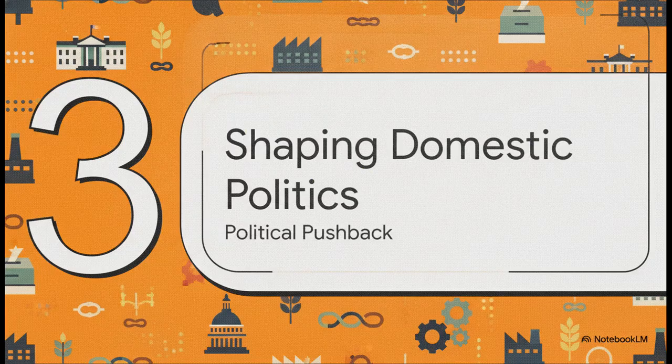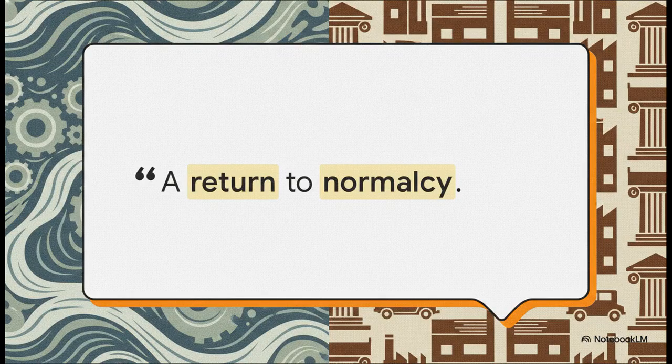Let's look at Part 3, Shaping Domestic Politics. This massive network allowed the Roosevelts to completely redefine the nation's domestic policies. But believe me, it didn't happen without severe pushback. After Teddy's brand of progressive activism, conservative opponents pushed hard in the exact opposite direction.